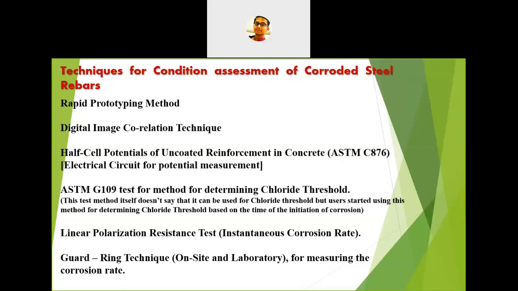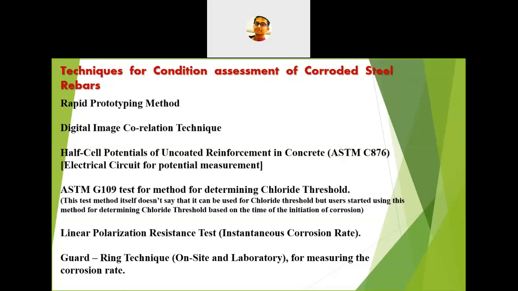And the next test is the linear polarization resistance test. This is a useful test by which we can find out the corrosion rate. Suppose a structure is suffering from corrosion, we will already know that it is suffering from corrosion. To know about the rate of corrosion, we can use this test, and this test is quite useful. So you can find the instantaneous corrosion rate in this test.